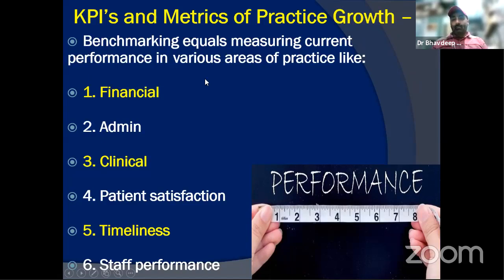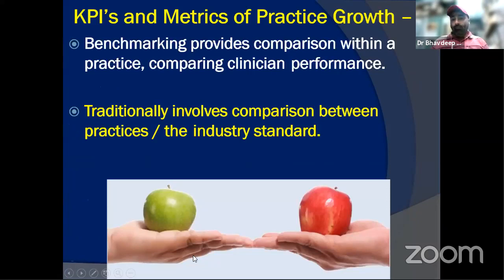So what can be the areas where you can do benchmarking? Usually in European and American countries, there is a lot of data, and I'll give you a lot of data of those countries today, to give you further indicators, further KPIs that you can compare. Of course, not all of them are applicable in India because their working system, billing system, advertisement system and insurance system are completely different from what we have out here. But even then, there are certain things that you can measure or take a cue from. So these are the various areas: financial, admin, clinical, patient satisfaction, timeliness, staff performance. So let's go further into those.